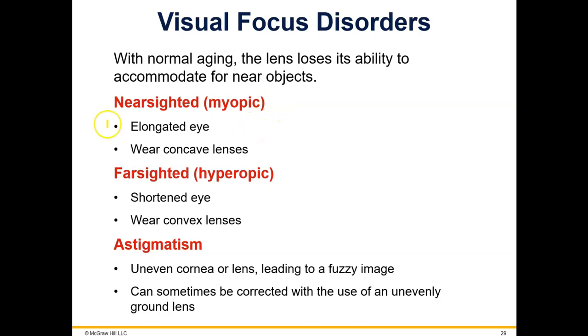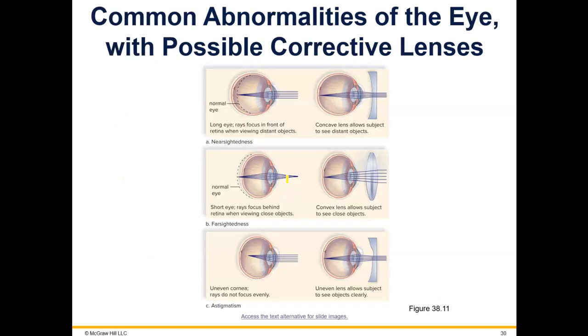When we use the term myopic, we mean nearsighted. Okay, so if you have nearsightedness, that means that you have a long eye, which means the rays focus in front of the retina when viewing distant objects. So in other words, when you're nearsighted, you can see close up, but you have a hard time seeing far away. When you're farsighted, you can see far away, but you have problems seeing close up.